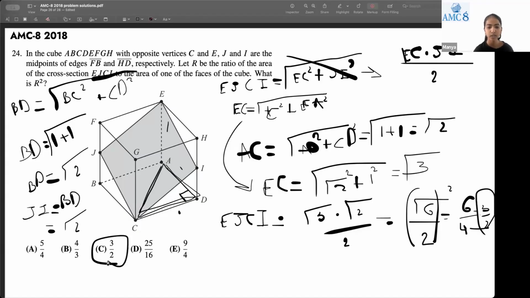Does anyone have any questions on this problem? Okay.